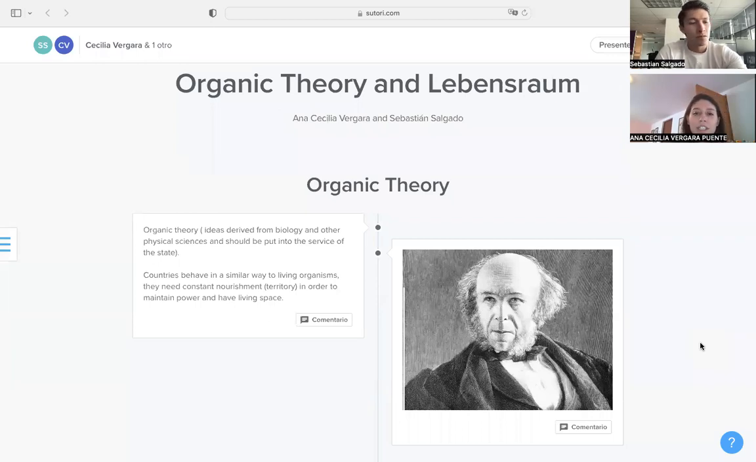Sebastian and I are working on this assignment, so I'm going to start by explaining what the organic theory is. I like to say that it has important points. First of all, the organic theory mentions that sciences like biology and physical sciences should be put in the service of the state.